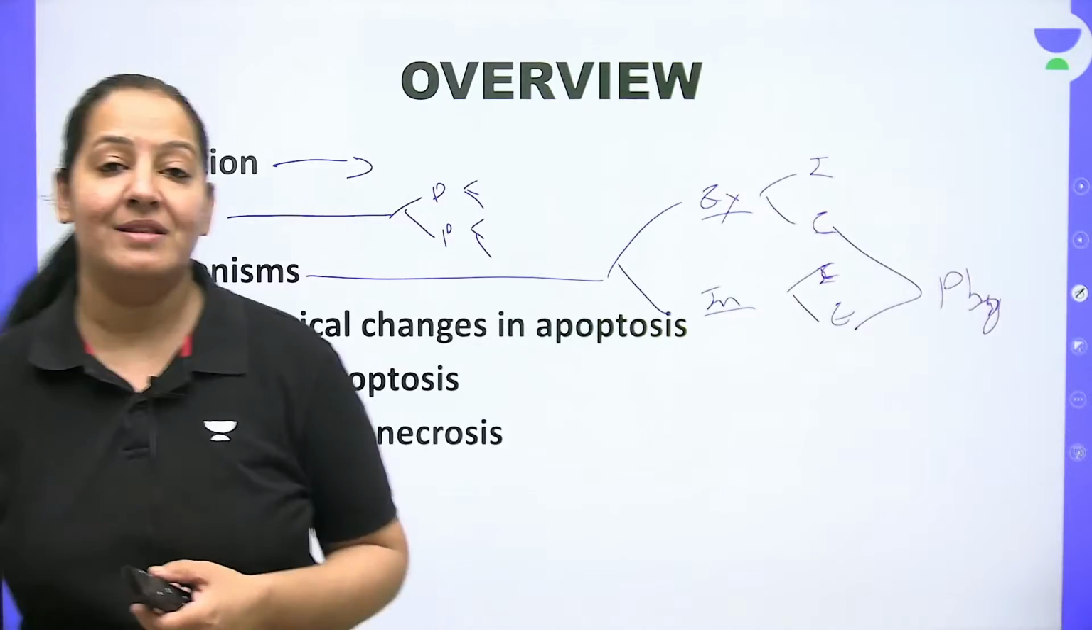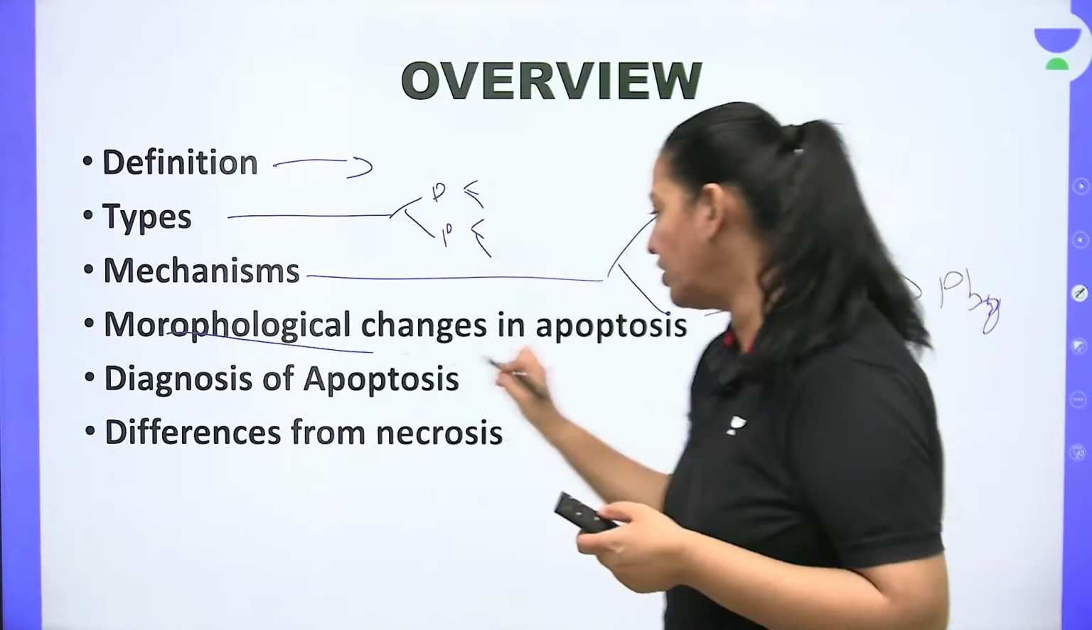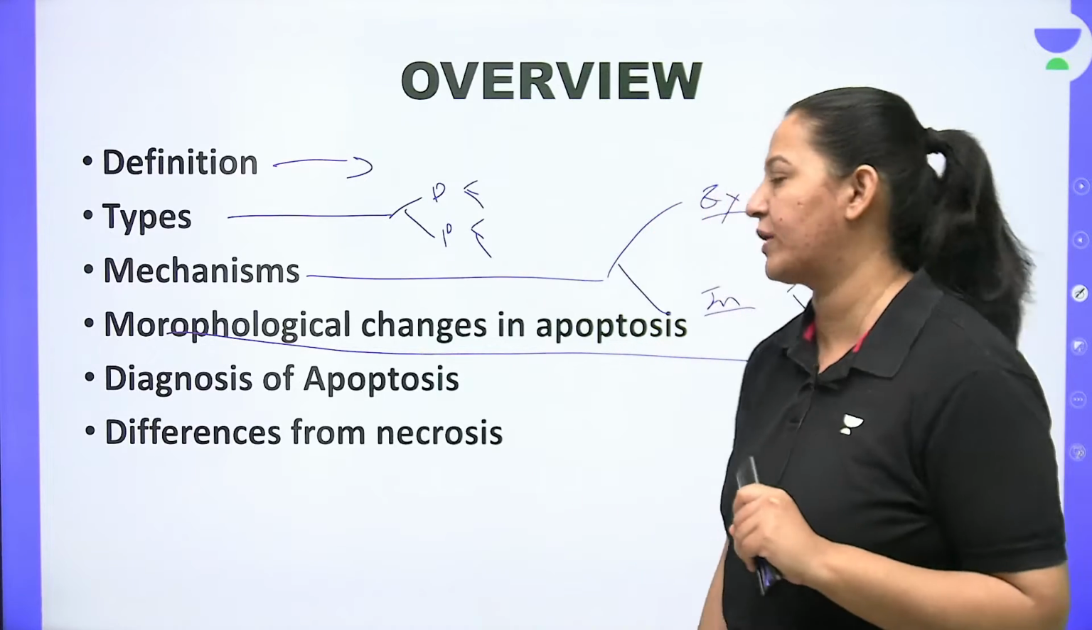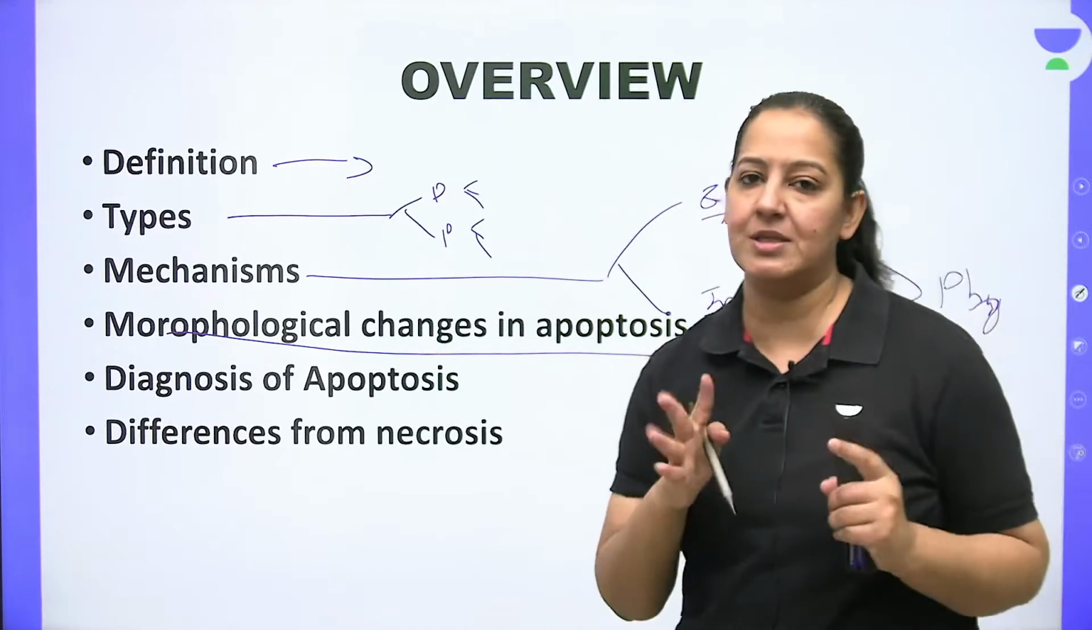Shall I proceed? The next heading is the morphological changes in apoptosis. Now, all the students, the second prof students, I'm talking. You should be very cautious about this in your exam.